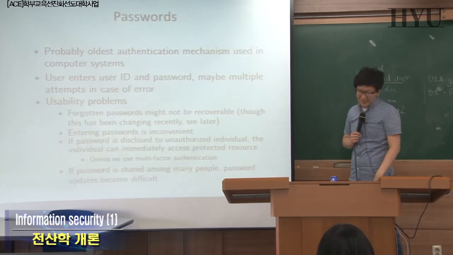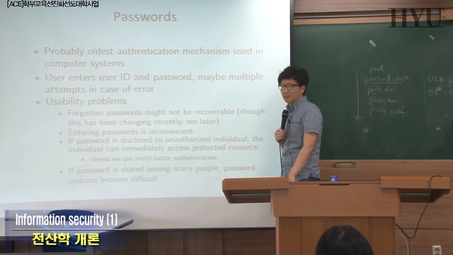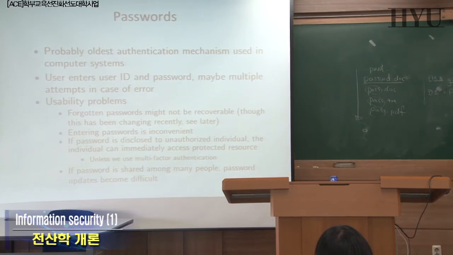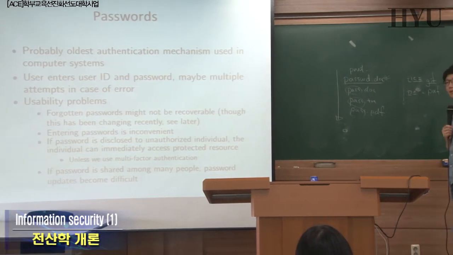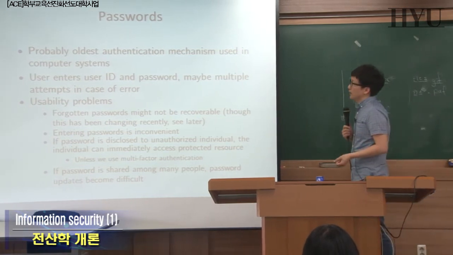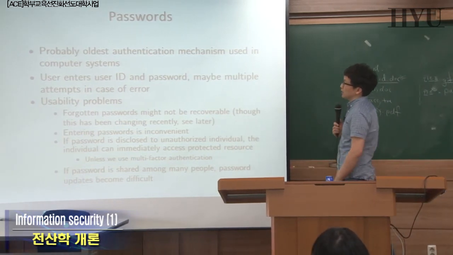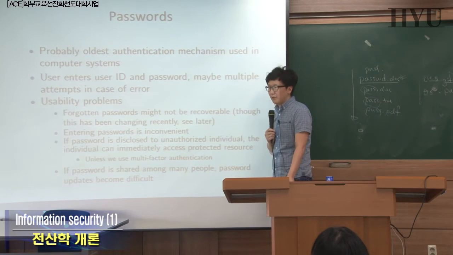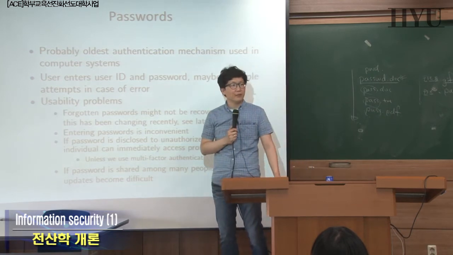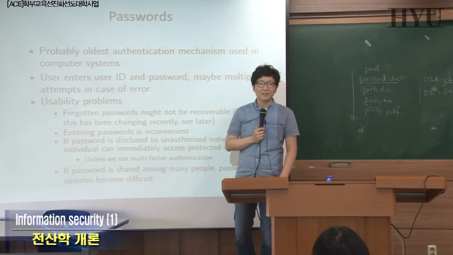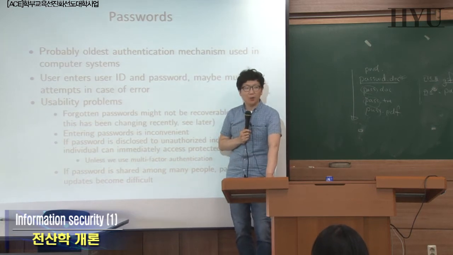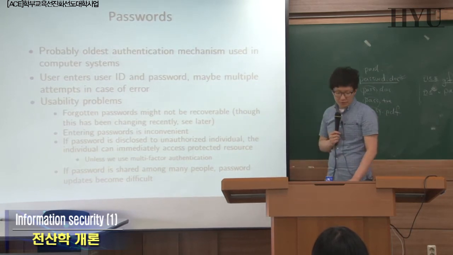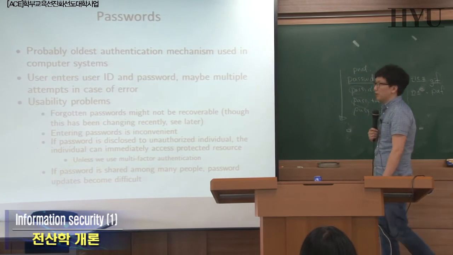So I borrowed some other slides to explain a bit more about the password part. Probably the oldest authentication mechanism is making sure that you are who you say you are. In a computer system, usually the user has an ID and password, with maybe multiple attempts in case of errors. If you type your password three times straight wrong, then they usually block your ID. If so, how can you try all different passwords if you try to use someone else's ID?